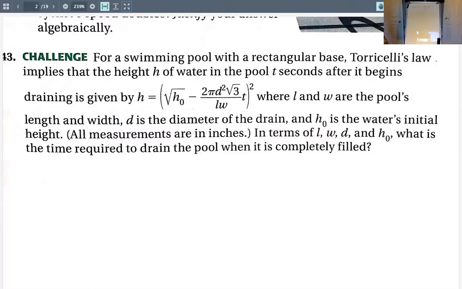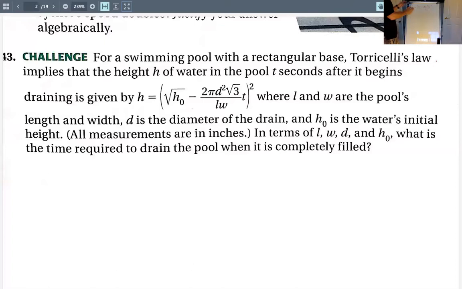Well, H has to be 0. Why would H have to be 0? Because we're looking for the time at which it's completely drained. Yeah, and so what is the time required to drain the pool? When they say drain the pool, they mean completely, not just drain it partially. So what would a drained pool mean? It would mean the height is 0. The water level is 0. That was it. That was the key realization, I believe, to help you do this problem.